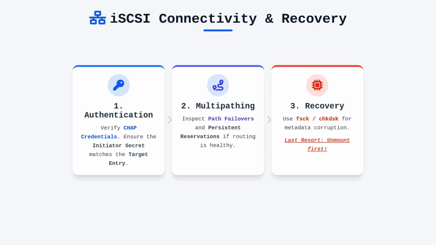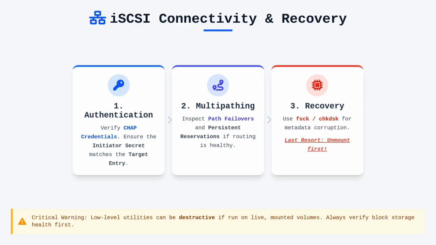In cases where the file system itself is the source of the problem, such as corruption induced by a power cut, we rely on low-level utilities like FSCK or checkdisk to repair metadata inconsistencies. These tools are powerful but potentially destructive if run on a live, mounted volume, so they must be treated as a recovery option of last resort after verifying that the underlying block storage is healthy.